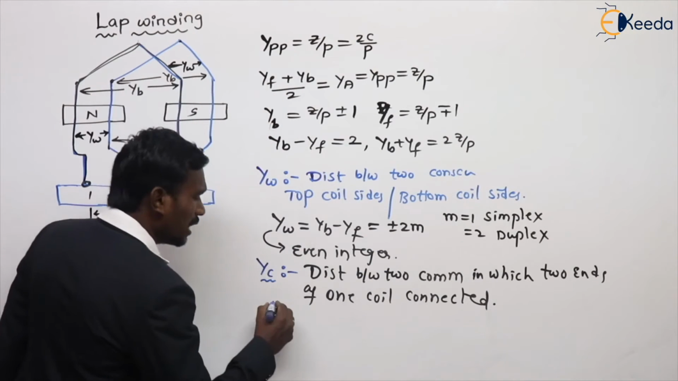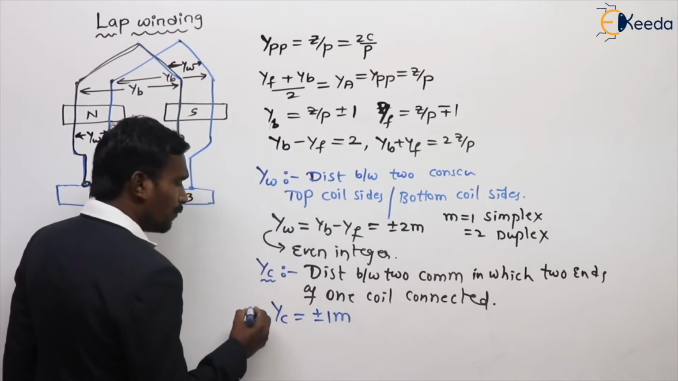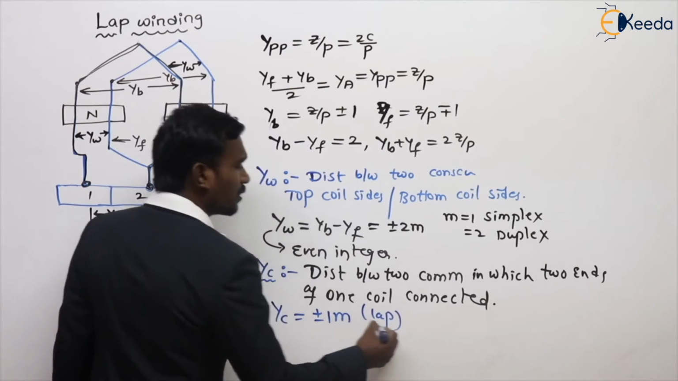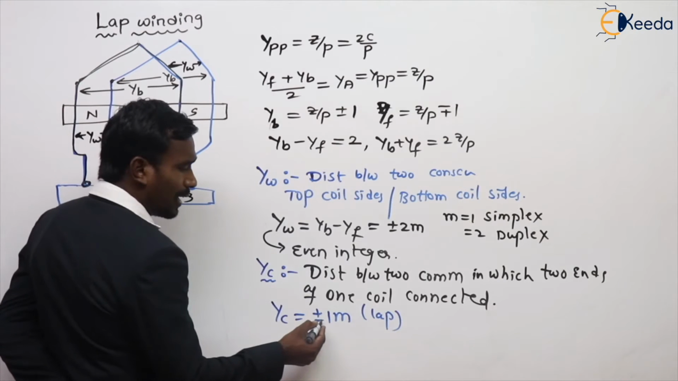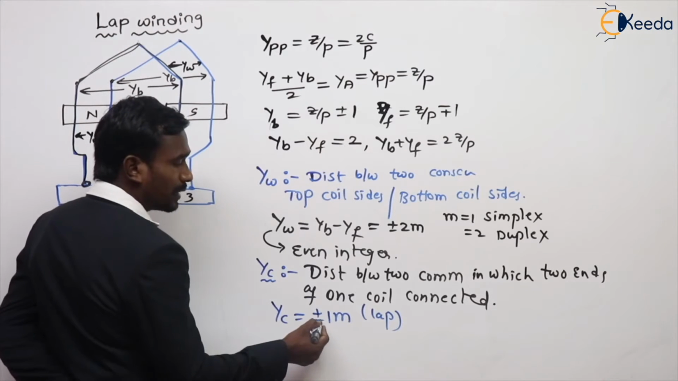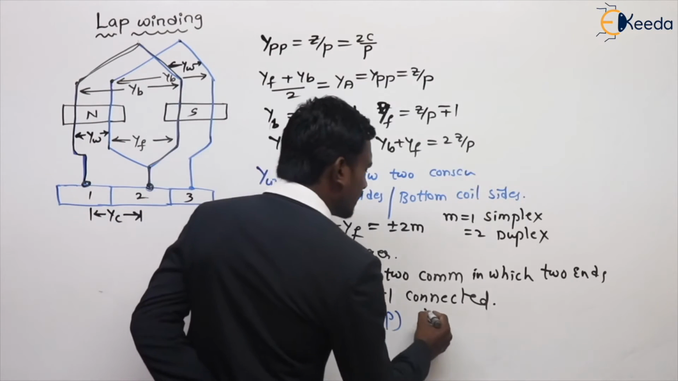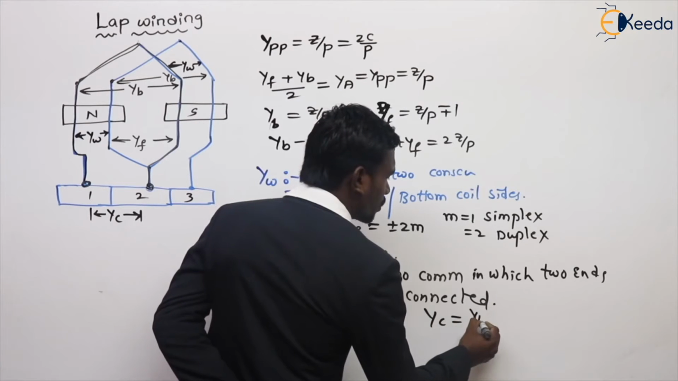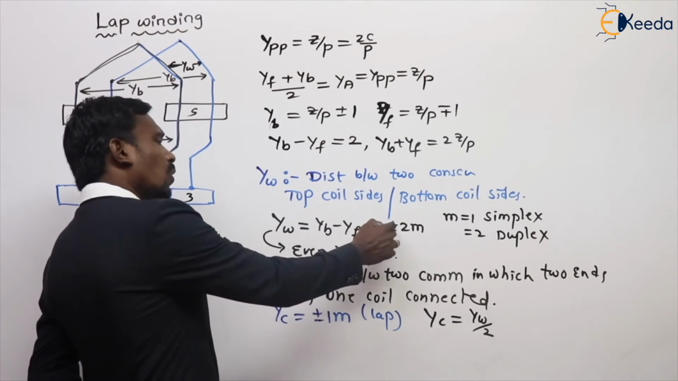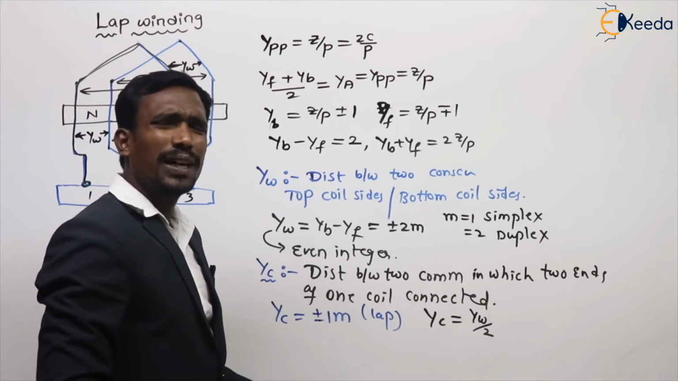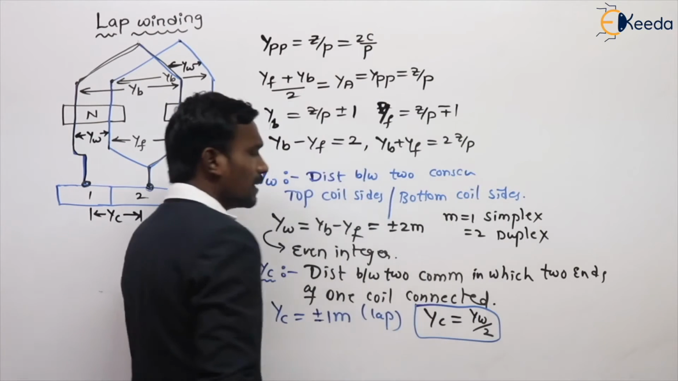In general, the commutator pitch is equal to plus or minus 1 for lap winding. This is fixed for lap winding. YC is equal to plus or minus 1, plus for progressive, minus for retrogressive. In general, we can say that the commutator pitch is equal to winding pitch upon 2. If this is 2, 2 by 2 is 1. It's very simple, right? So the commutator pitch value is equal to winding pitch by 2.